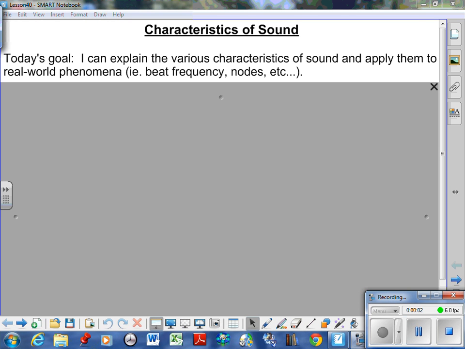Alright, welcome to the lesson on characteristics of sound. So what's today's goal? I can explain the various characteristics of sound and apply them to real-world phenomena, like beat frequency, nodes, etc. So we're going to talk about a couple of things today.